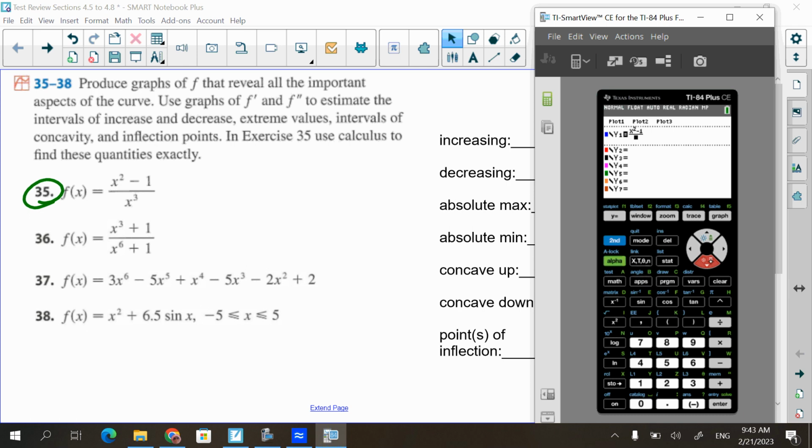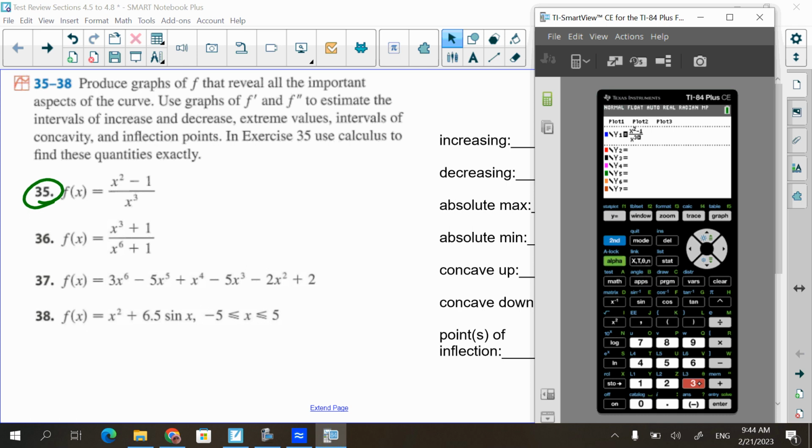I also see the denominator is an x cubed. Since the denominator can't equal zero, if x is zero, that would be an asymptote or a hole. Since it doesn't reduce with the numerator, it means there's an asymptote. So these are things in my mind that are going on as I'm putting this in.